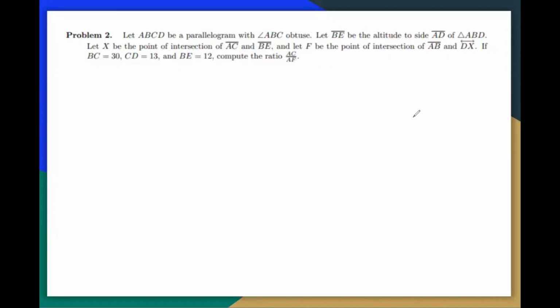This was an interesting ARML problem. Before I do this problem, I just want to remind you of a nice relation, which we call Menelaus's theorem, to actually use in this problem. So this was a tiebreaker problem in the ARML test.